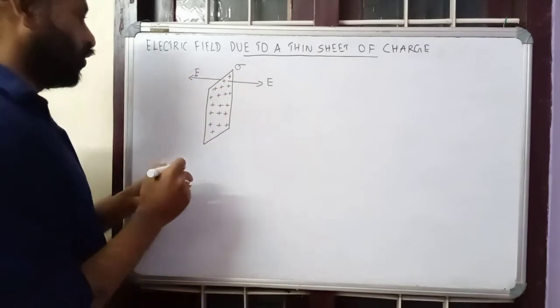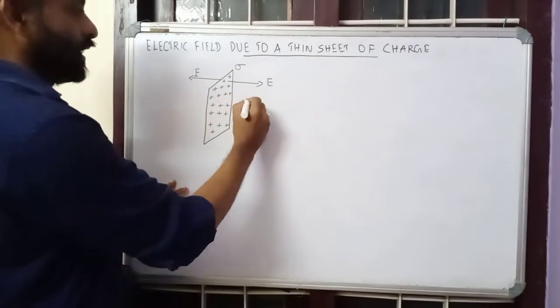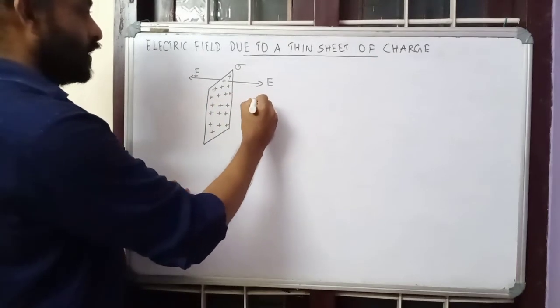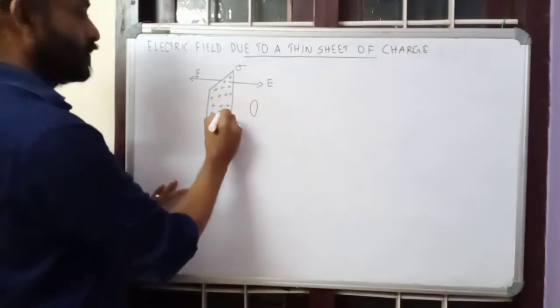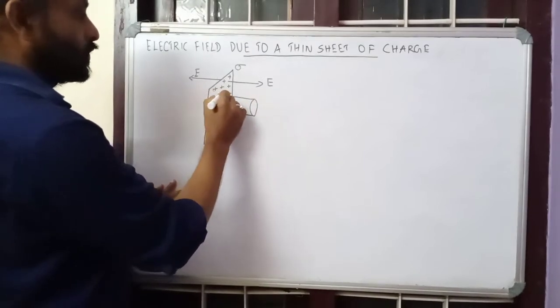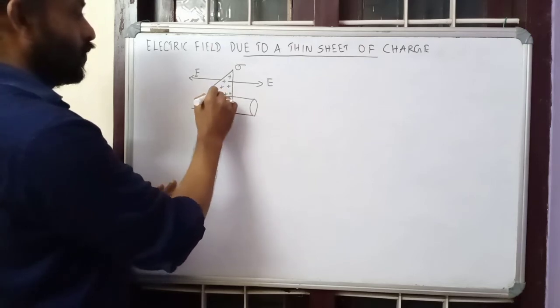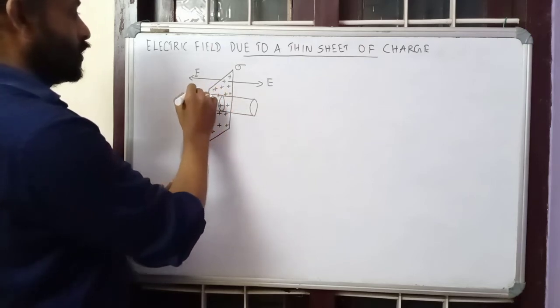So what we will do, we will consider a Gaussian surface. Here a suitable Gaussian surface is a cylinder having two flat faces like this. This is one flat face. The cylinder is piercing the sheet of charge. This is the center region. This is going out like this. This is the sheet of charge.